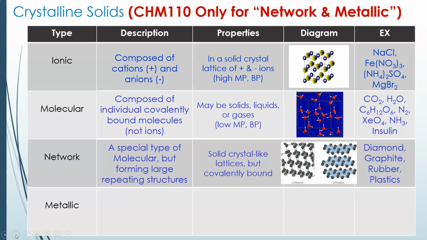Network solids, as I mentioned, are large molecular compounds that have repeating structures. So they're like a lattice, but they're not made of ions. They're made of atoms attached with covalent bonds. Diamond, graphite, crystalline rubber, crystalline plastics are like that. Whether the rubber is crystalline or not, or plastic is crystalline or not, they are network compounds. But when they form these lattice structures, then we call it crystalline.